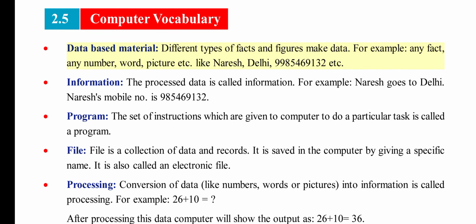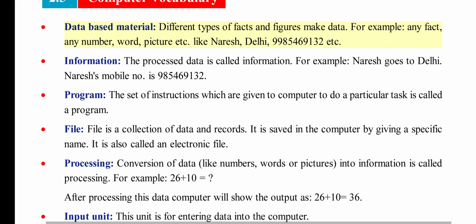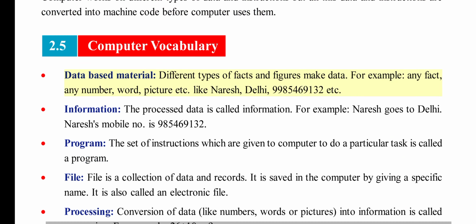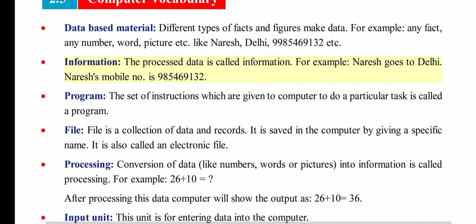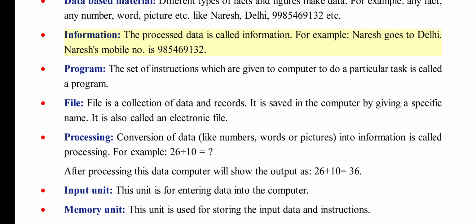Data. Different types of facts and figures make data. For example, any fact, number, word, picture etc., like Naresh, Delhi, 9985469132 etc. Information. The processed data is called information. For example, Naresh goes to Delhi. Naresh's mobile number is 9985469132.